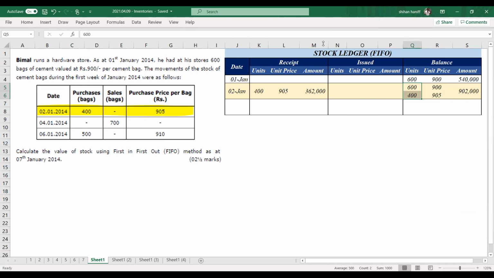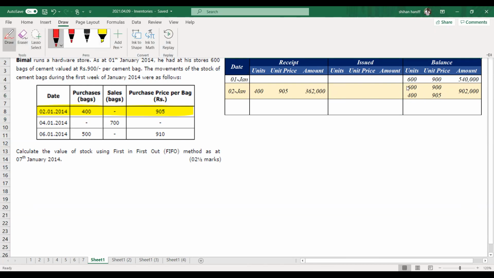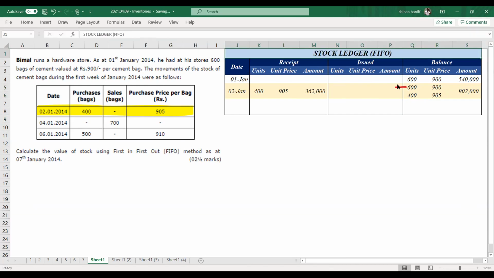Now when you are selling, this is where you need to understand first in, first out. First in, first out means when you are selling, you have to issue the first in stock. Now the first in stock is these 600 bags. So first you will issue these 600 bags. This entire 600 will be issued.